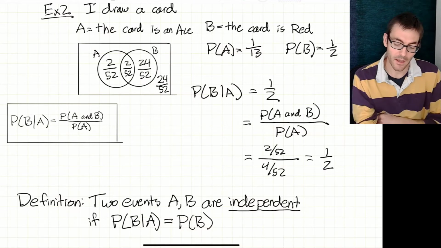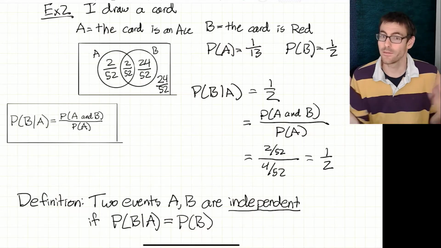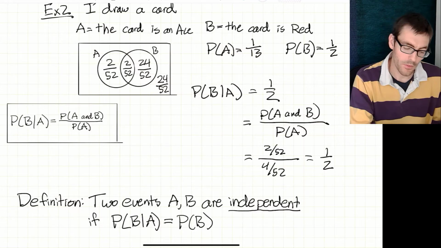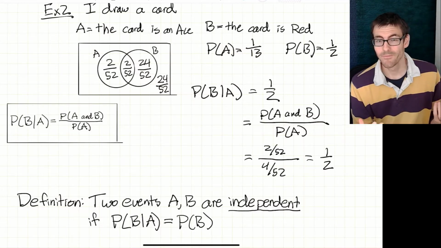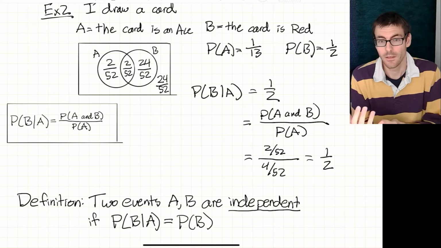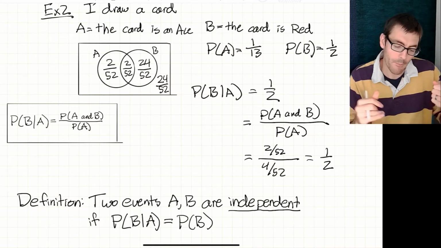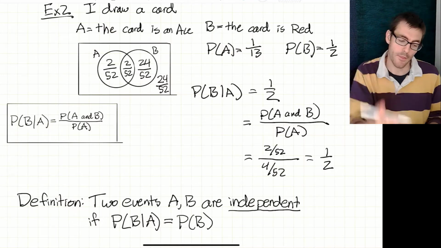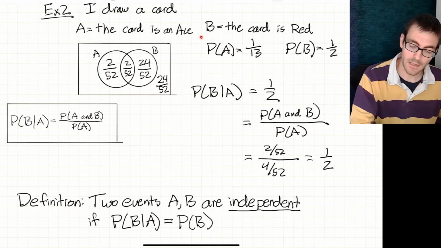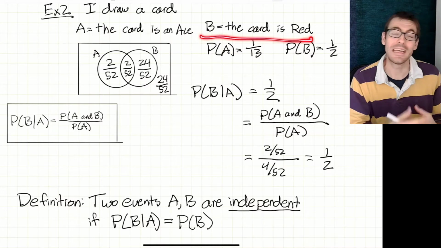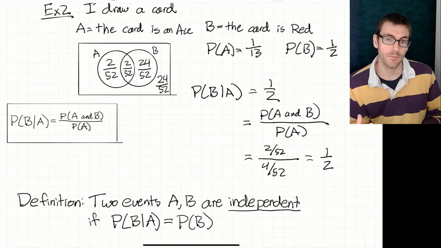The probability that a random card is red is 50-50. The probability that the card is red, assuming that it's an ace, is still 50-50. So because that probability doesn't change, we say that the event A, where the card is an ace, and the event B, where the card is red, are independent events.